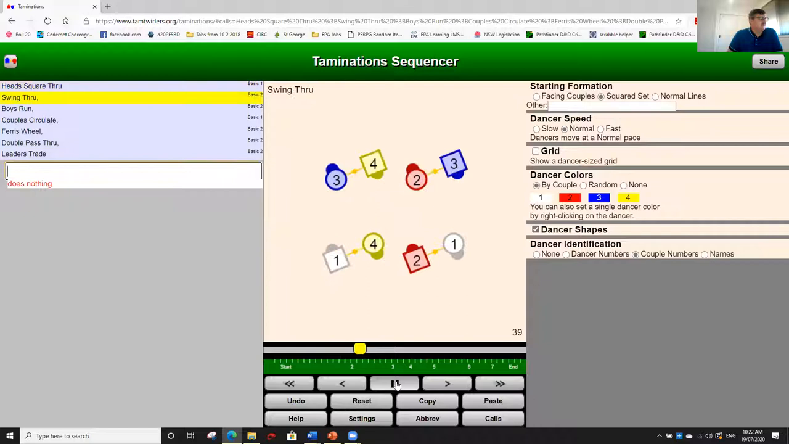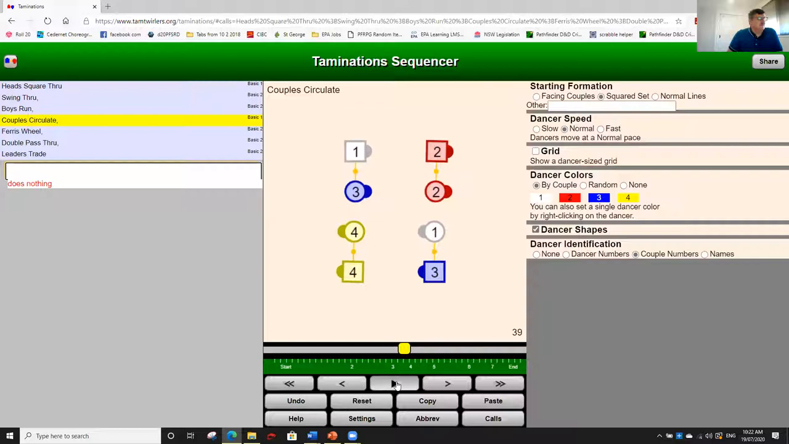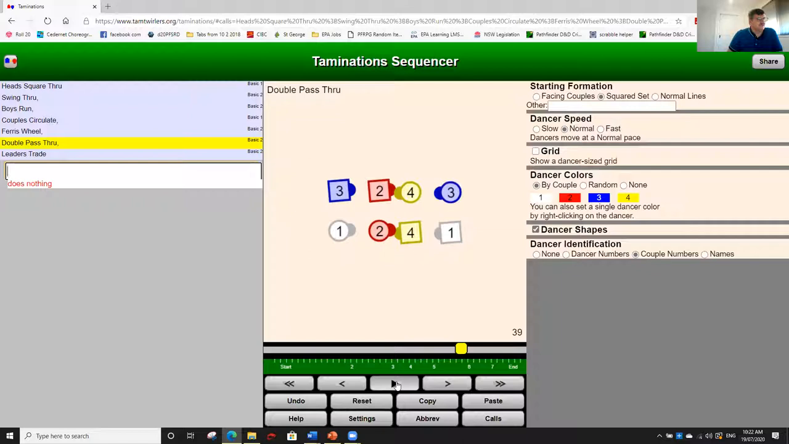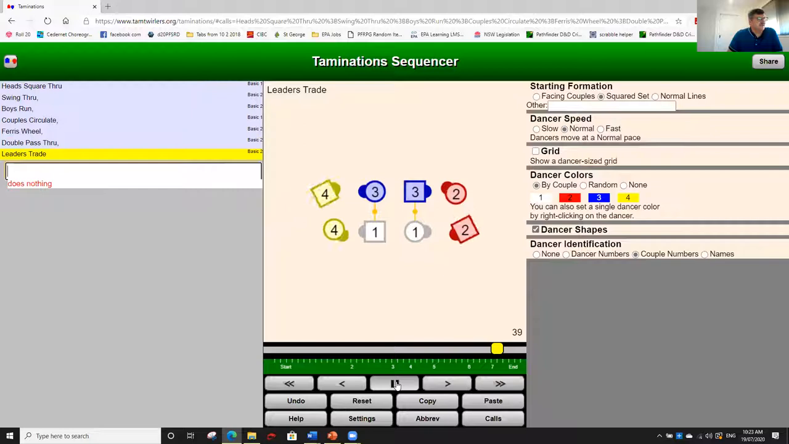Swing through. Boys run. Do we know what this formation is other than the two-faced line? No. Do we care? At this point, no. Ferris wheel. Okay, do we know what this formation is? Yes, double pass through, but we don't know if it's a corner box or a partner line, so we're going to ignore it. So we do our double pass through, leaders trade. Corner box. So remember our modules. Let's reset that and we'll see what we can do for a sequence here.